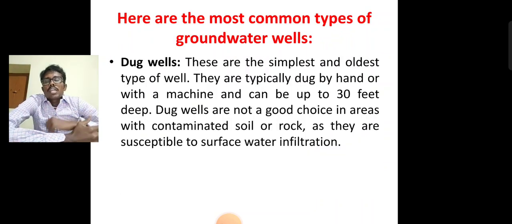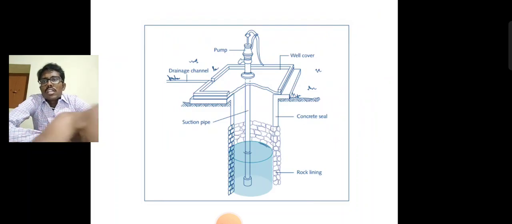Here are the most common types of wells used for groundwater. First is the dug well. It is the simplest and oldest type of well, typically dug by hand or with a machine, and can go up to 30 feet deep. Dug wells are not a good choice in areas with contaminated soil or rock, as they are susceptible to surface water infiltration. This is an example of a dug well.